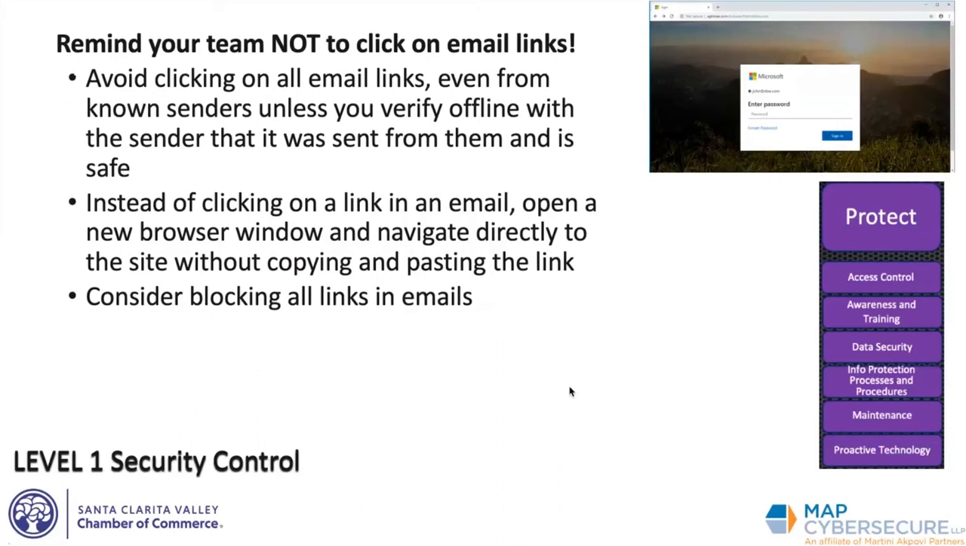Do not click on the link. This is far too dangerous of a time to do that. It'll take an extra minute, but it'll save you so much grief and time and money. Yep, well said.